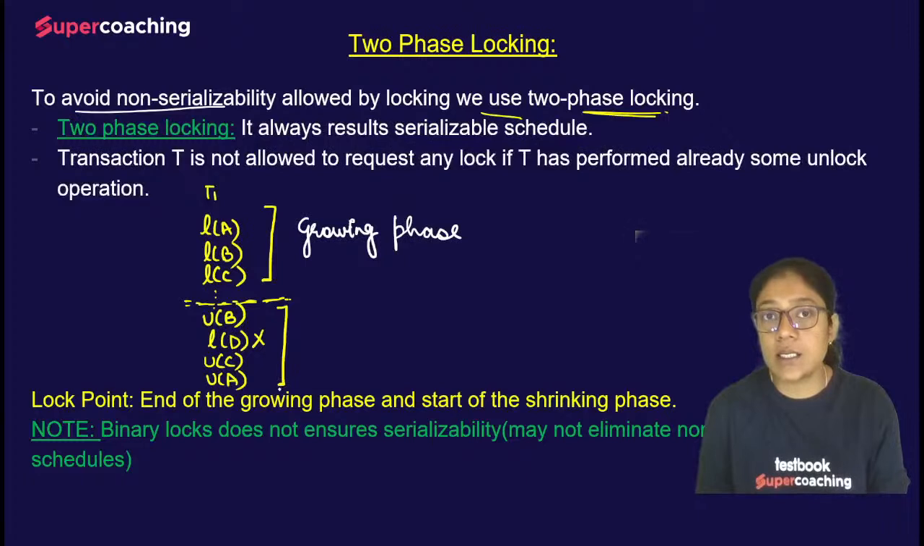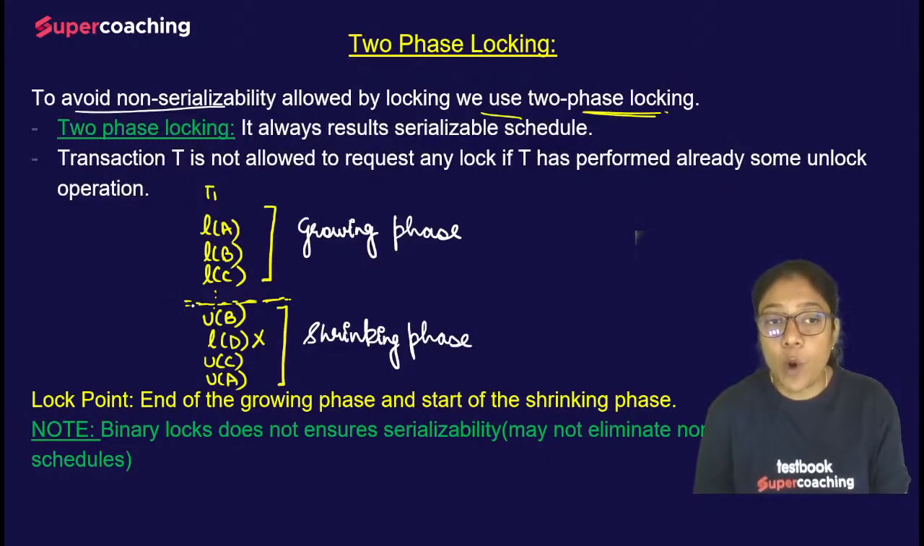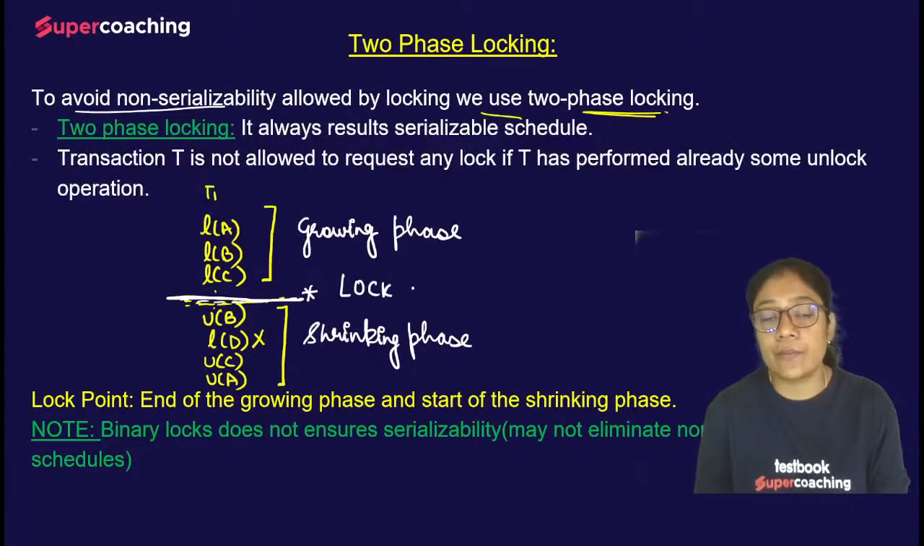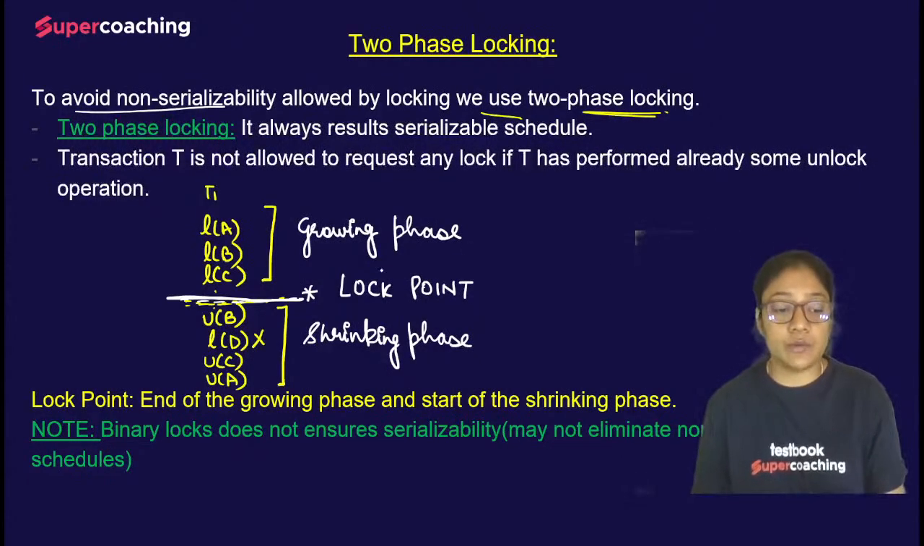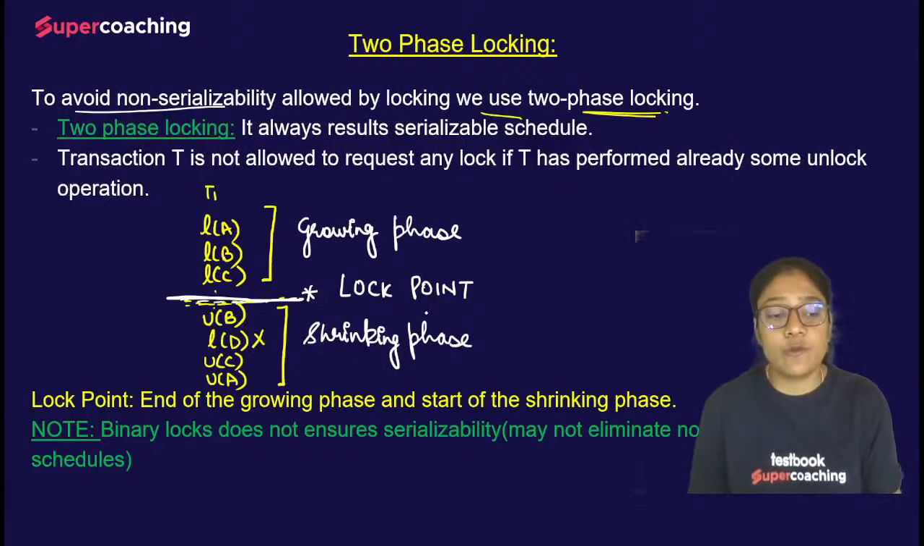And in the second phase, the number of locks is reducing. It is decreasing. So that's why this is known as the shrinking phase. And the point where we have put the last lock, the end of the growing phase and the beginning of the shrinking phase, this is known as the lock point. We will be referring to these three terms very frequently, especially the lock point. Have you understood what a lock point is?